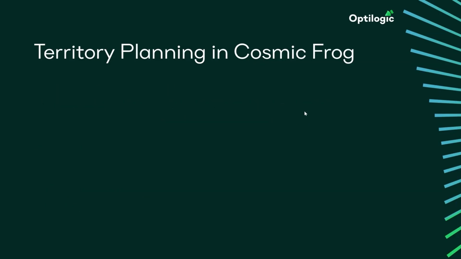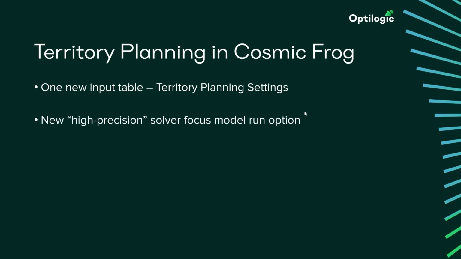This slide provides a high-level overview of the territory planning feature. There's one new input table named Territory Planning Settings. On here we can specify the number of territories our network should have and provide constraints around the number of delivery locations, pickup locations, and the quantity delivered by territory. Solver Focus is a model run option and it now has a new high precision option. This needs to be used when running models using the territory planning feature, but it can also be used on any other Hopper model to improve the results.